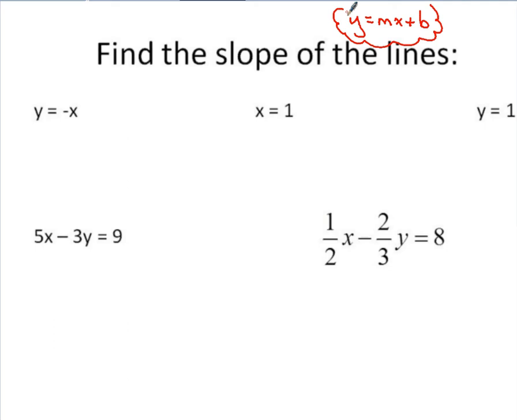As you look at this first equation for a line, y equals negative x, that's in the mx plus b form, right? So if it's in the mx plus b form, the coefficient on x being negative 1, that would be my slope.